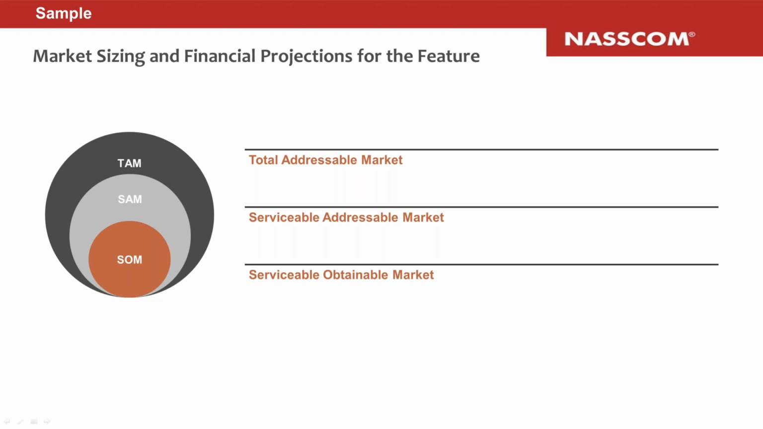So moving on to SOM, which is serviceable obtainable market. This is the portion of the SAM you're starting with in order to grow or scale over time. This includes competition, so you will not be the only source to buy from.